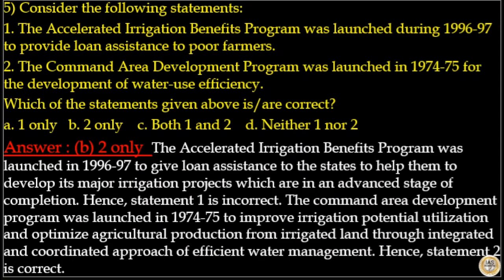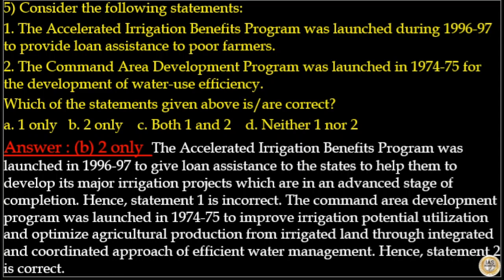The answer to this question is option B. Statement 2 only is correct. The Accelerated Irrigation Benefits Program was launched in 1996 to 97 to give loan assistance to the states to help them to develop its major irrigation projects which are in an advanced stage of completion. Hence, statement 1 is incorrect.